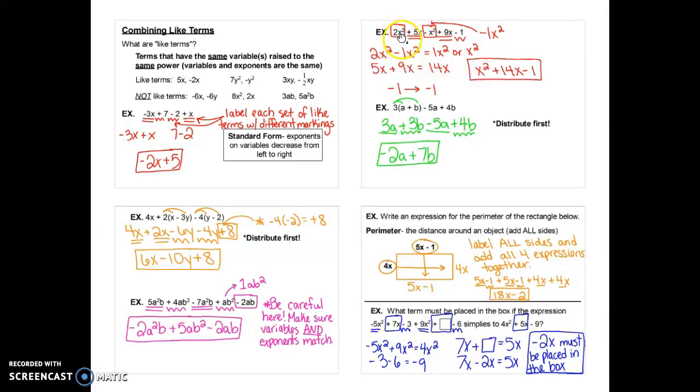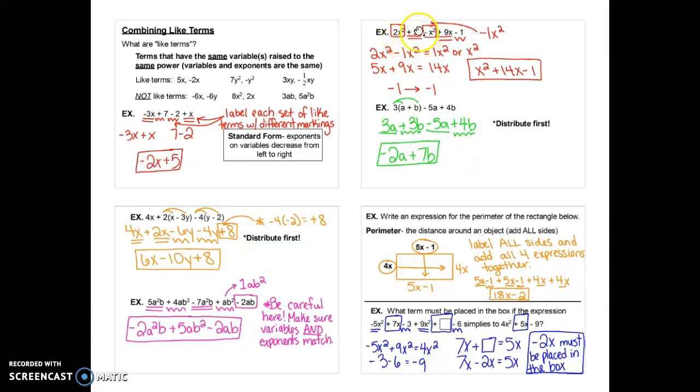The only other x squared term here is this negative x squared. Okay, now again, if there is no value in front of that variable, okay, so there's no coefficient there, that means it's a 1. So in this case, this is really a negative 1x squared.